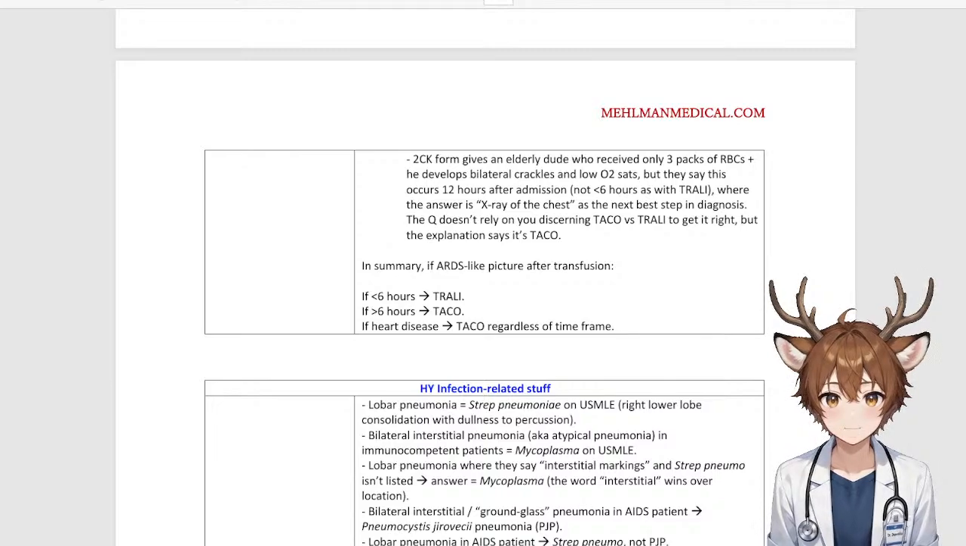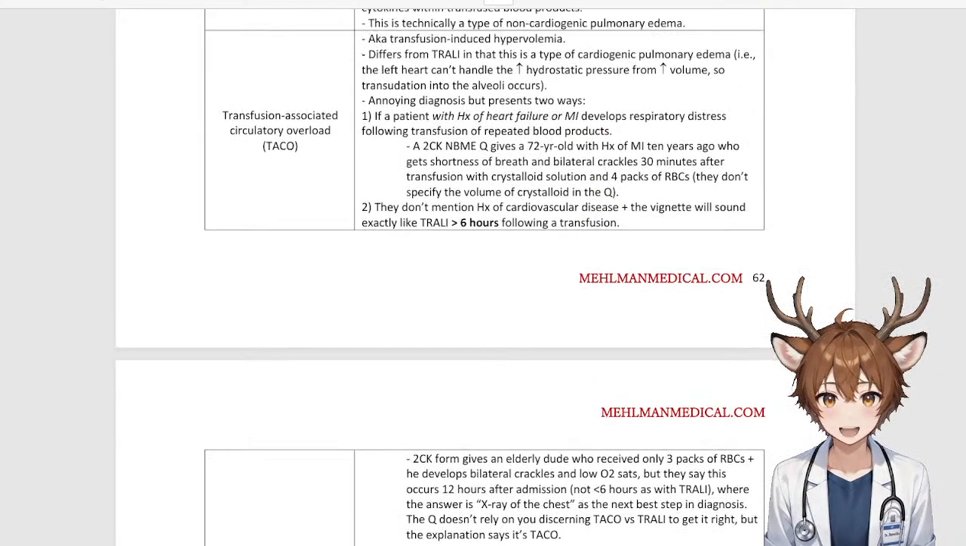2CK forms give an elderly dude. Oh wait, let me go back up to here. Yeah, so we said 2 here.